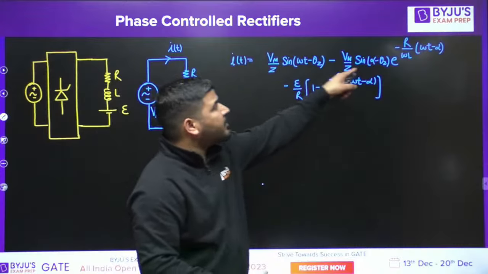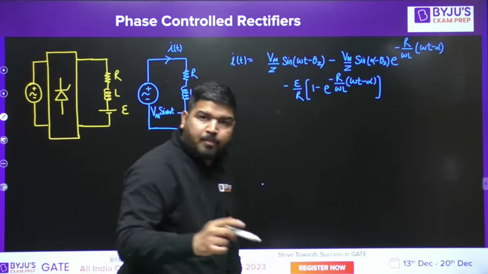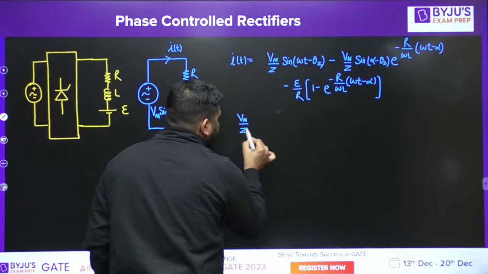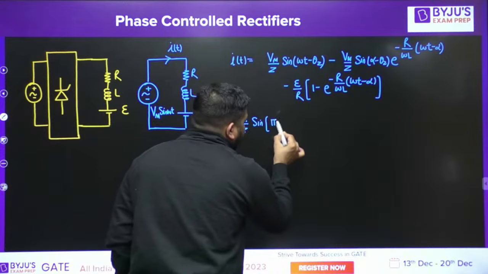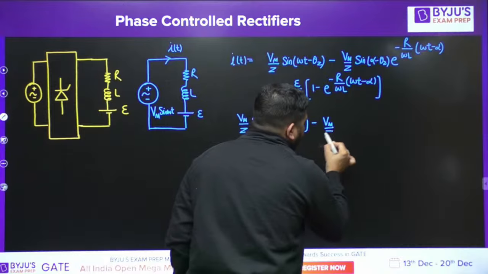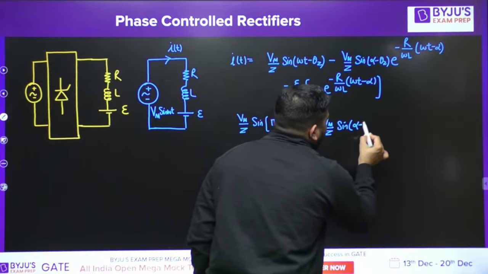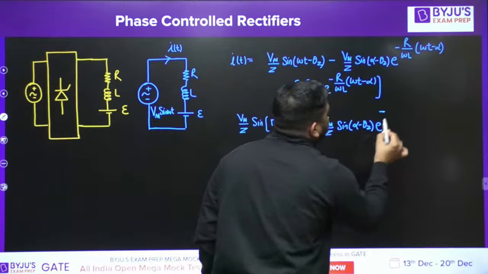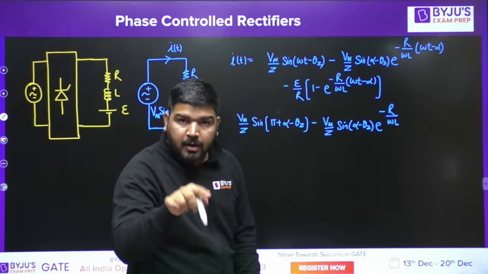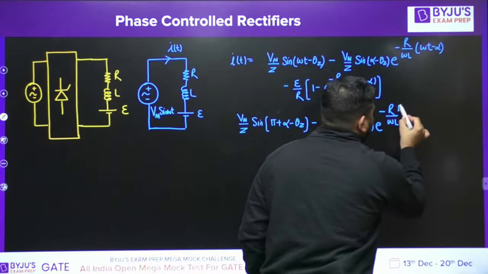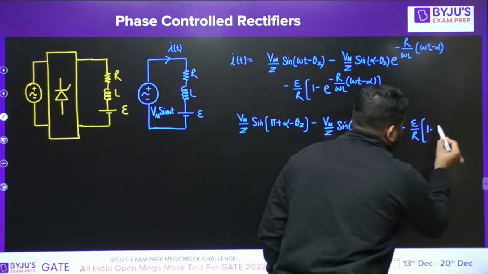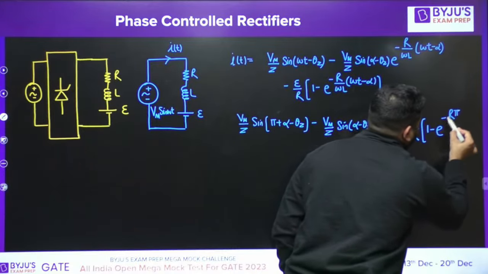So in this equation, you put omega t equal to pi plus alpha. It will become Vm by Z sine of pi plus alpha minus theta Z, minus Vm by Z sine of alpha minus theta Z e to the power minus R by omega L. In place of omega t, we have to put alpha plus pi. Alpha will be cancelled, so you'll have pi only, minus E by R into 1 minus e to the power minus R pi by omega L.